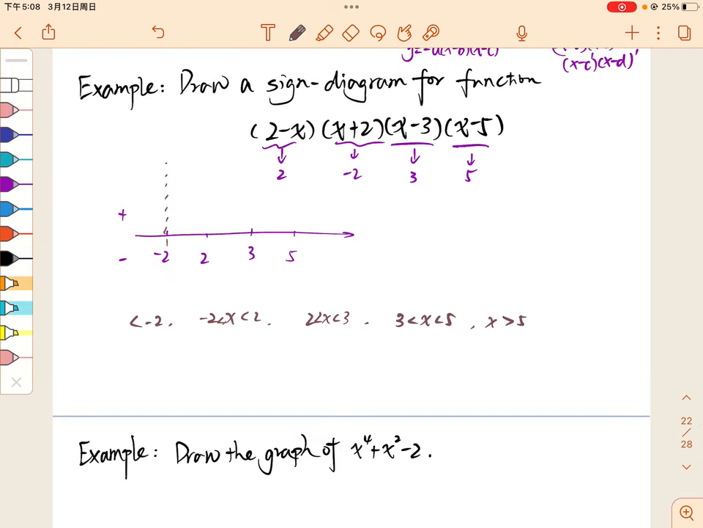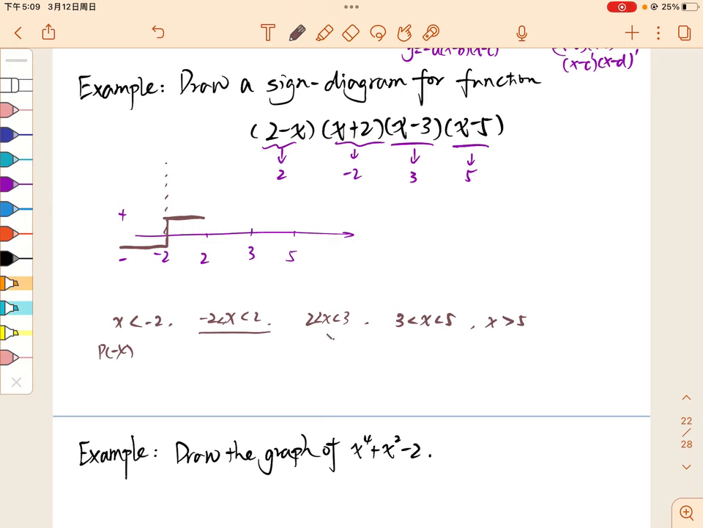Okay, so you just sub into different numbers. For example, I might try -4, so p(-4) would give me a negative number. Okay, so that would be looking like this. And then between -2 and 2, that will give me a positive number. So I would draw here.